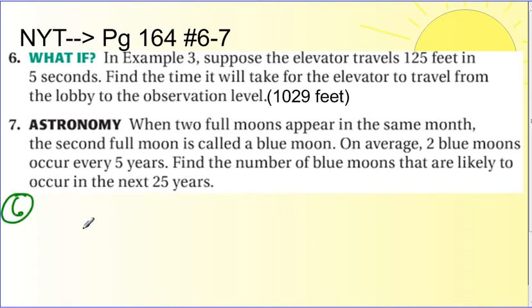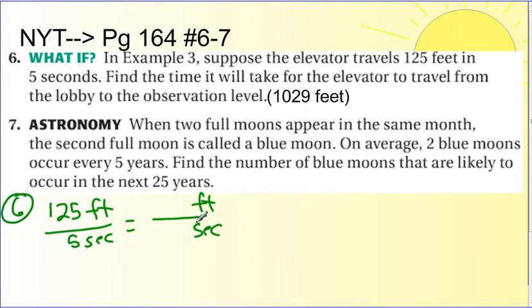All right, number 6. Our elevator travels 125 feet in 5 seconds. Feet, seconds. Labels always match up going across. Find the time it would take for the elevator to travel, so find the time, which means we don't know the time, for the elevator to travel this 1,029 feet. Feet goes with feet. Okay?